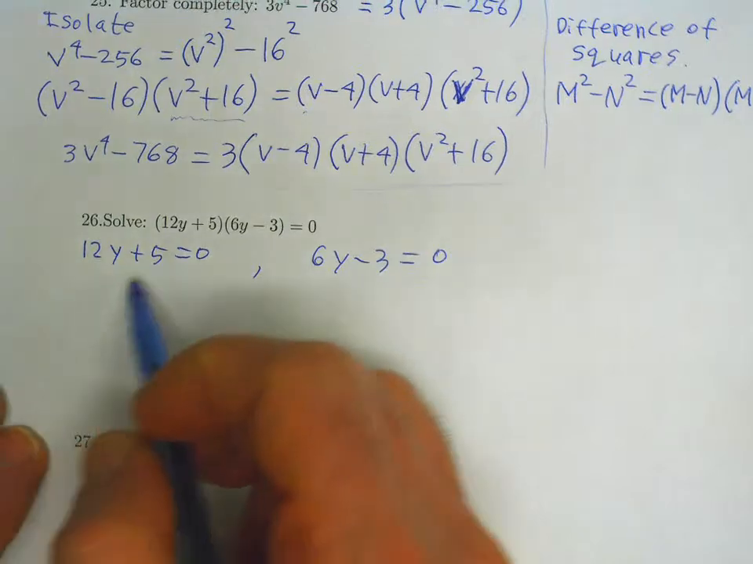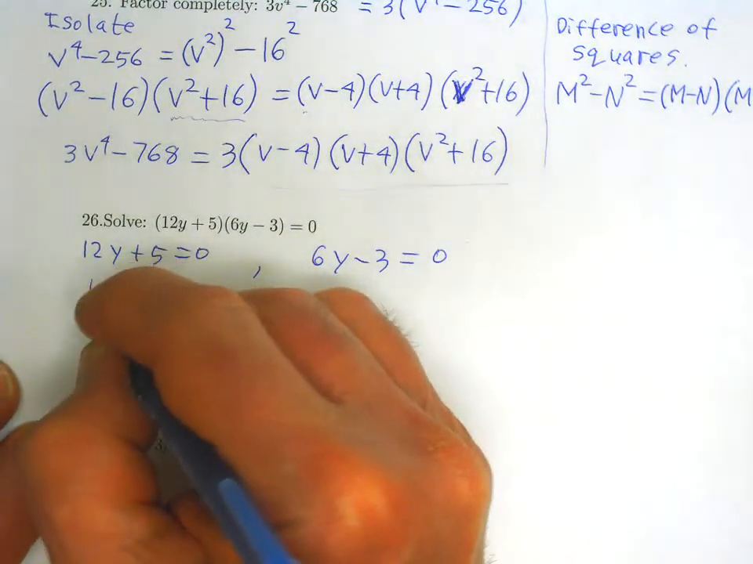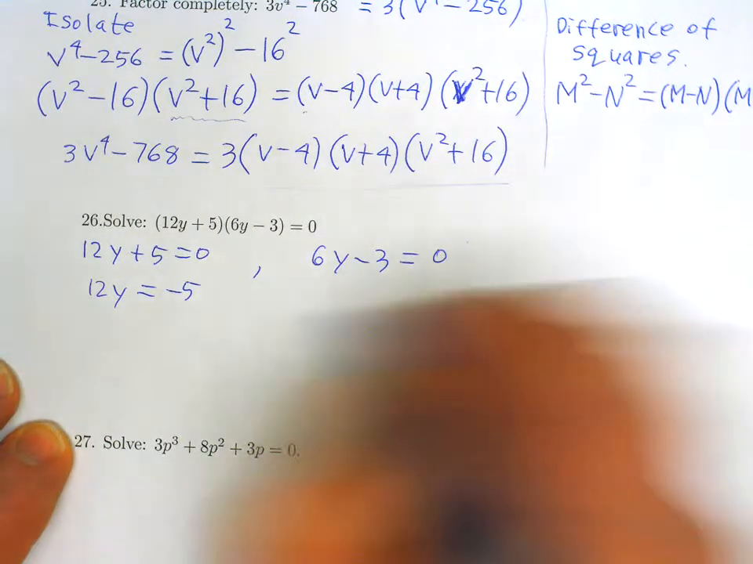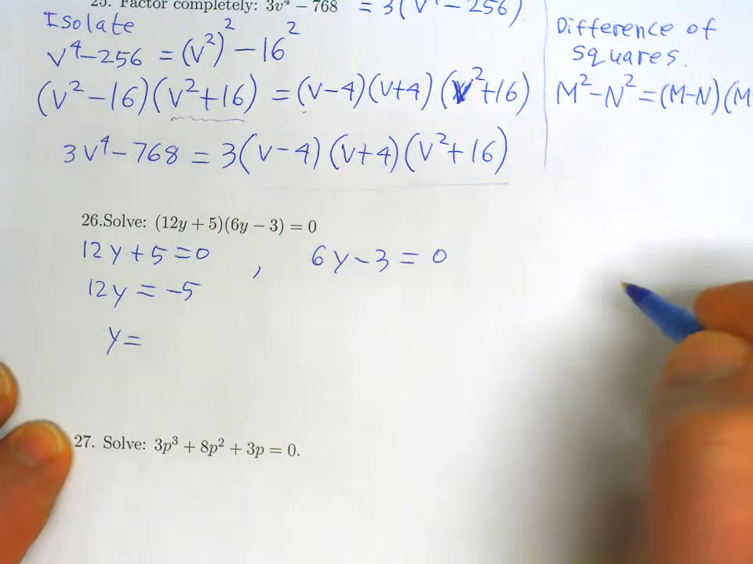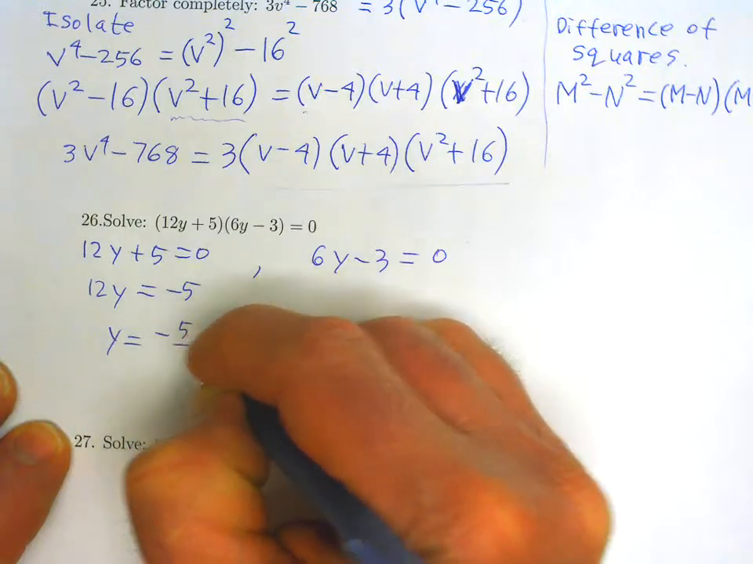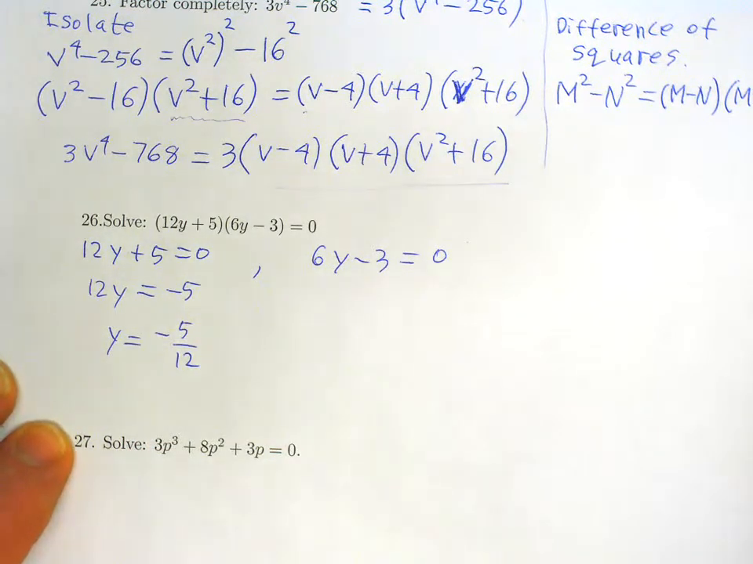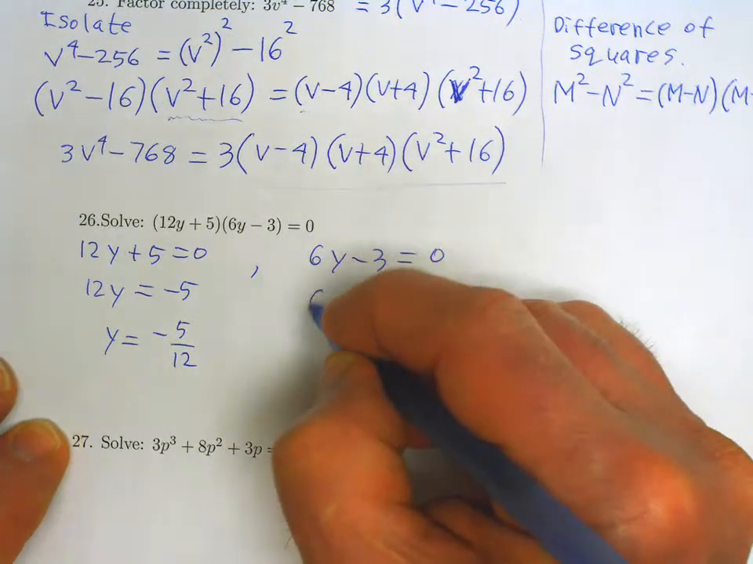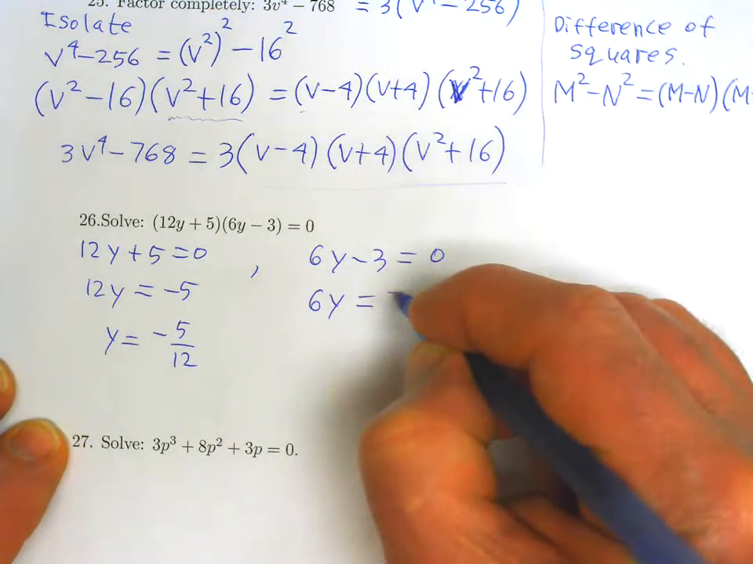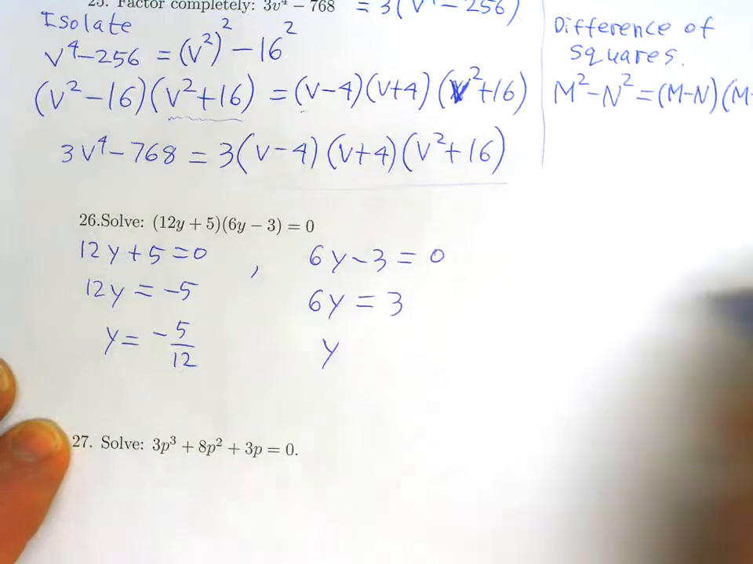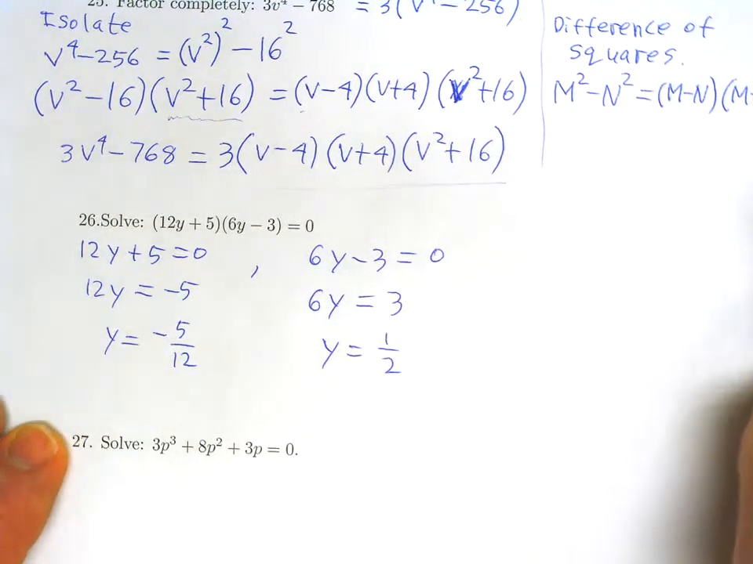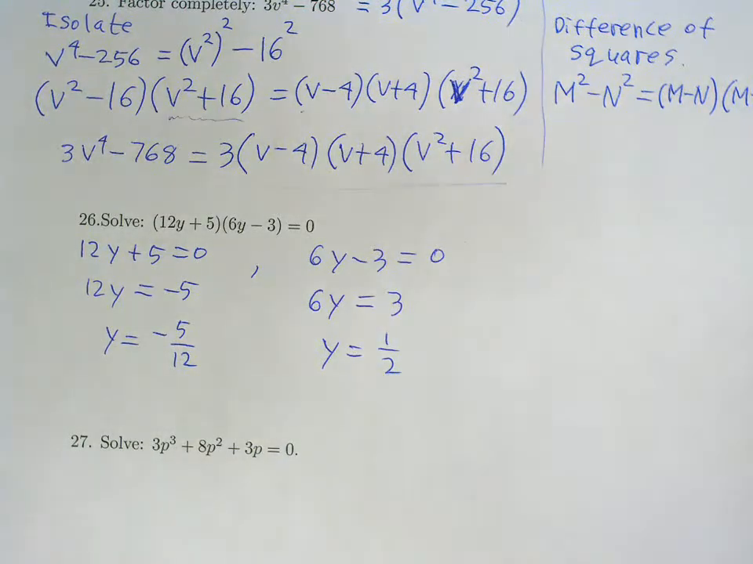So if 12y plus 5 is 0, subtract 5, so 12y equals negative 5, then divide both sides by 12, y equals negative 5/12. That's one of the solutions. For the other equation, start by adding 3 to both sides, 6y equals 3, and then divide both sides by 6, y equals 1/2, because 3 divided by 6 is 1/2.